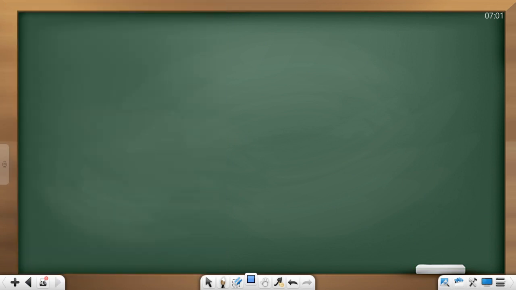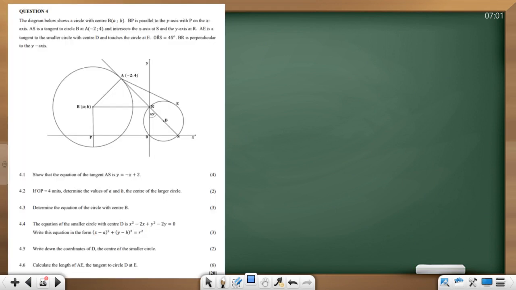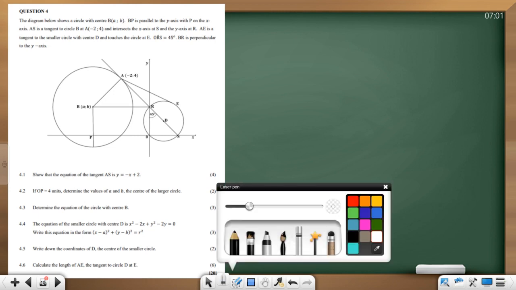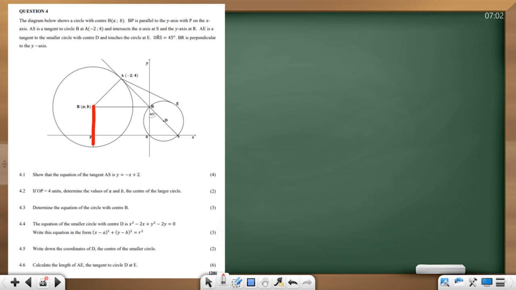Okay, let's see. Oh, we just have one more. Let's quickly run through this. Interesting session. The diagram below shows a circle with center B, which is A and B. BP is parallel. I'm just going to quickly look for those points and get familiar. Oh, to the y-axis, beautiful. It's a straight line. With P on the x-axis, lovely. AS is a tangent to the circle at A, -2 and 4, and intersects the x-axis at S, oh, lovely. And the y at R, oh, so many points.